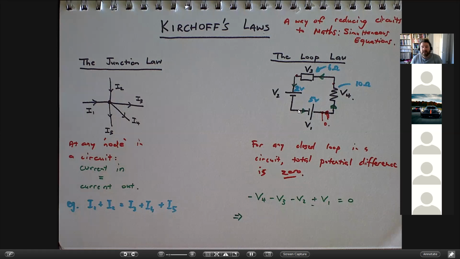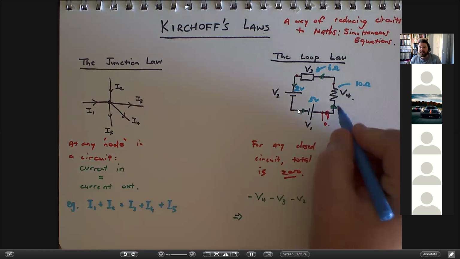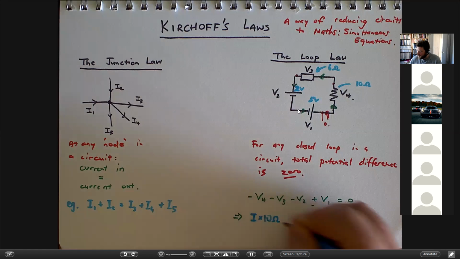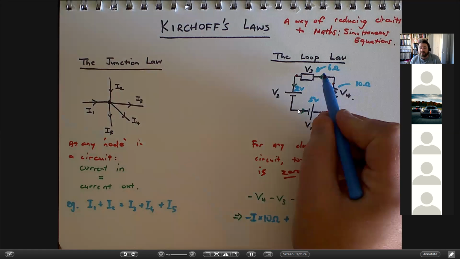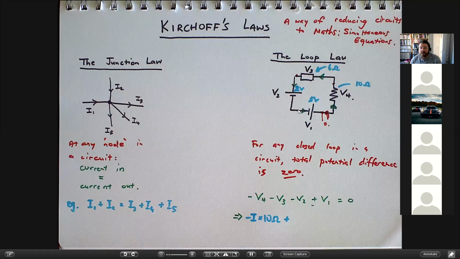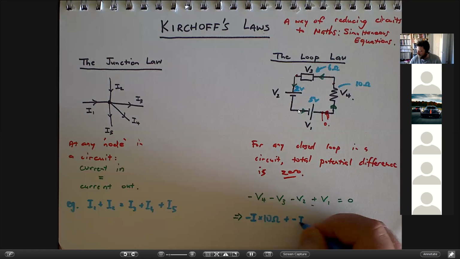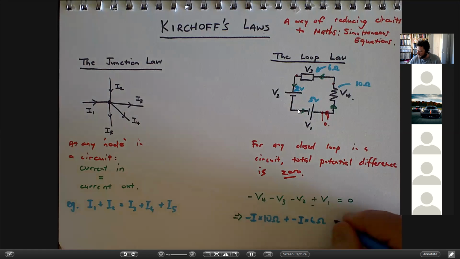So it's going to be V4 is I times 10 ohms. So I times 10 ohms. V3, and that's a negative. V3 is I times... I'm just working through what I'm writing on this line, so I've just got to write it and then we can talk about what it means. Let me write it all first.